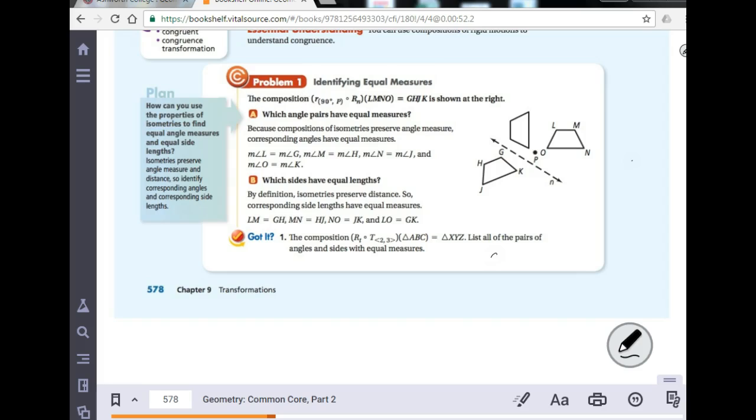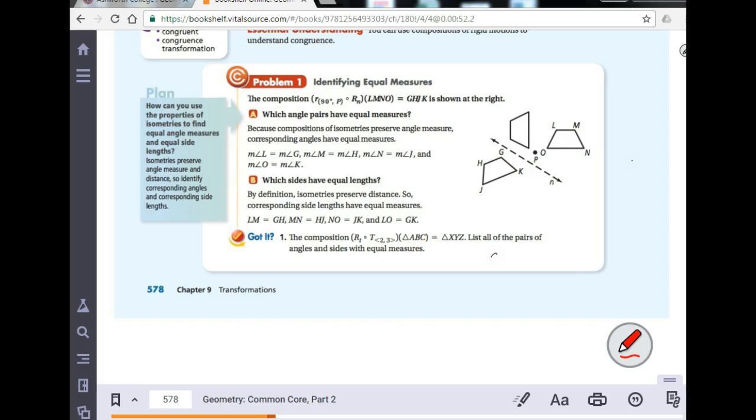Now, it says the composition R of 90, P means that it is being rotated 90 degrees around point P, and this means right here that it is being reflected over the n-axis. That's what R sub n stands for. So if we took LMNO, which is apparently what the original one was, and we're going to rotate that around P 90 degrees.